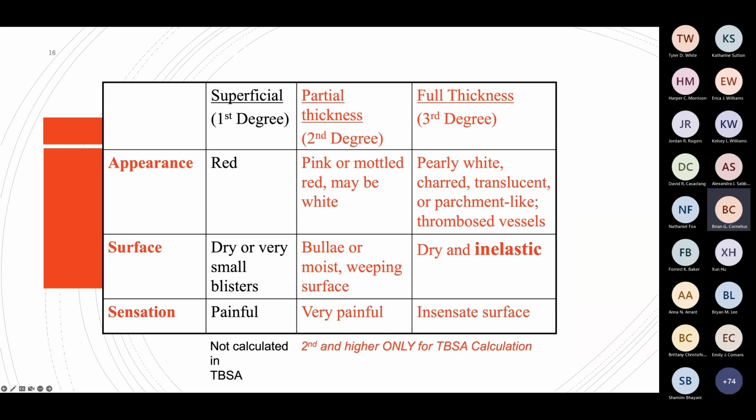So this chart just kind of has a quick review for you. Remember, we only include partial thickness and full thickness, second and third degree burns for body surface area calculation. We don't include first degree.